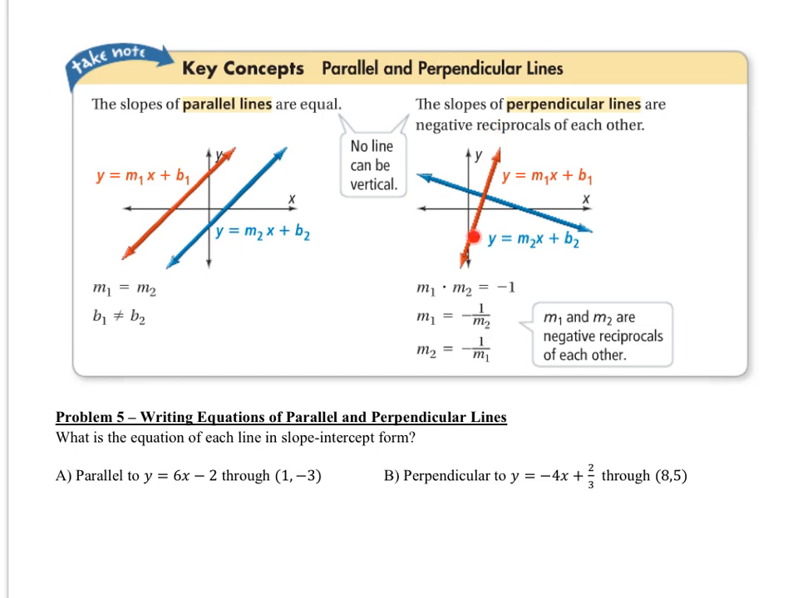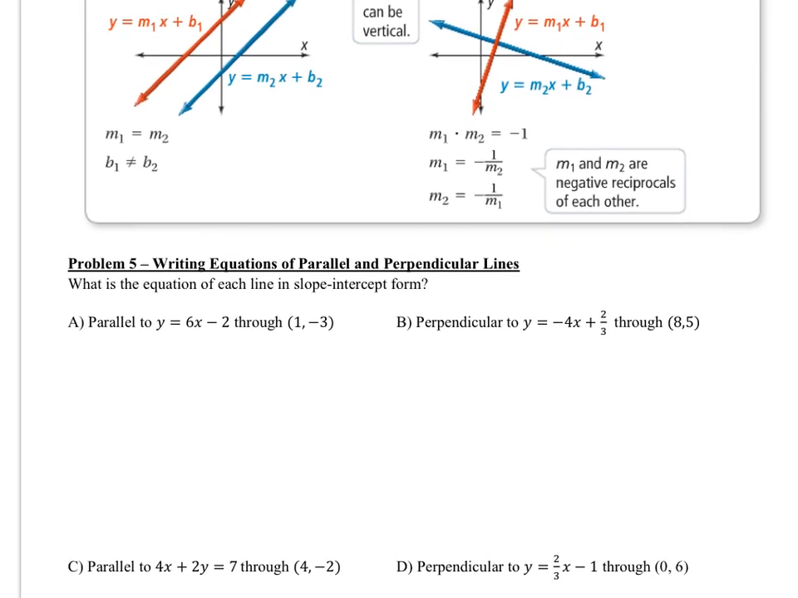Now, if you're perpendicular, they're opposite. So if one is positive, the other one is negative. And if this one, let's say, this looks pretty steep, is 5, the reciprocal of 5 is 1 over 5. Remember, you're flipping that fraction.